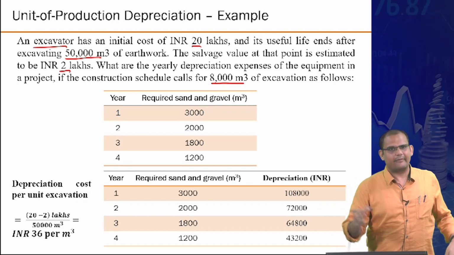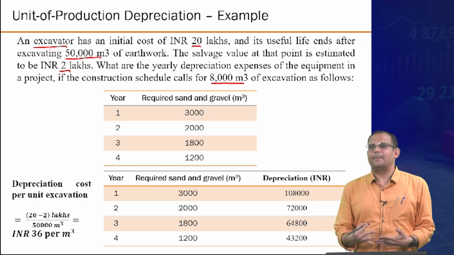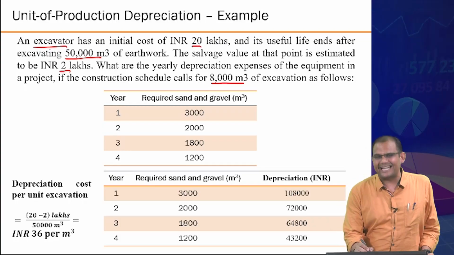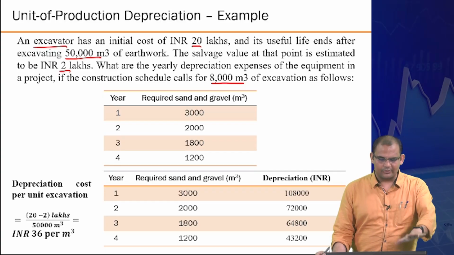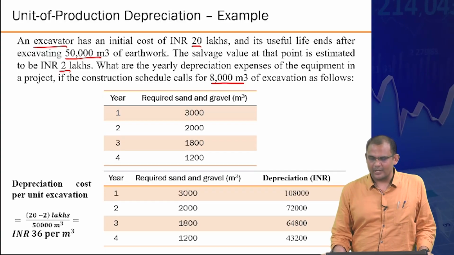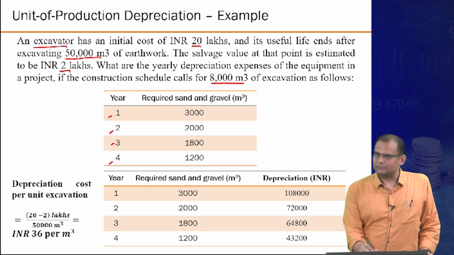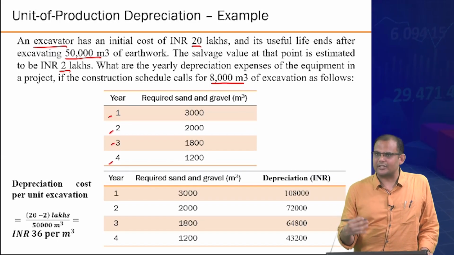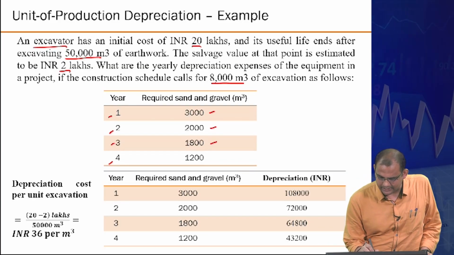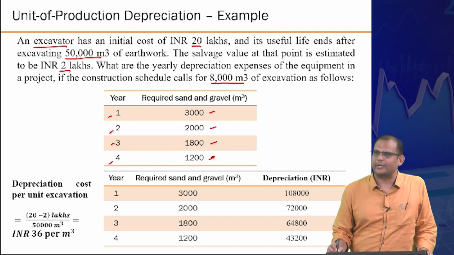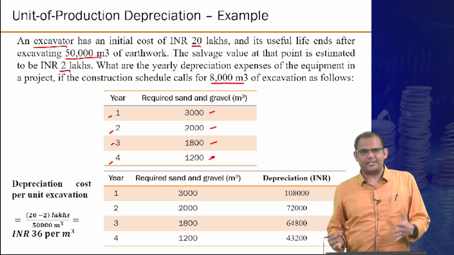So you have an excavator, which is of course a machine which is going to be used for multiple projects. In this particular project, the only requirement is 8,000 cubic meter, but in its entire life, the excavator can do 50,000 cubic meter of earthwork. And here it's given in year 1, 2, 3, 4, the usage of that particular excavator is 3,000 cubic meter, 2,000 cubic meter, 1,800 and 1,200 cubic meter of earthwork in respective years. So what will be depreciation in those?